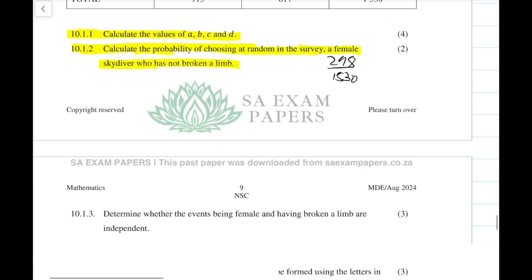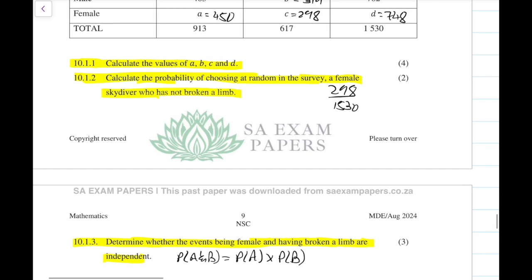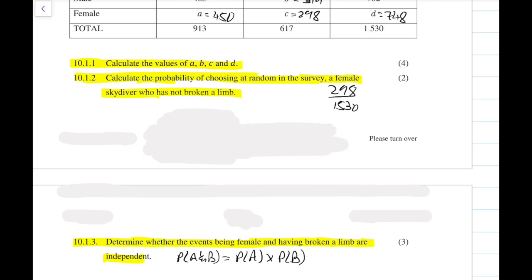It says determine whether the events of being female and having a broken limb are independent. What do we know about independent events? We know that the probability of A and B is supposed to equal the probability of A times the probability of B. So now let's go and show this. We need to determine whether being female and having a broken limb are independent, right?